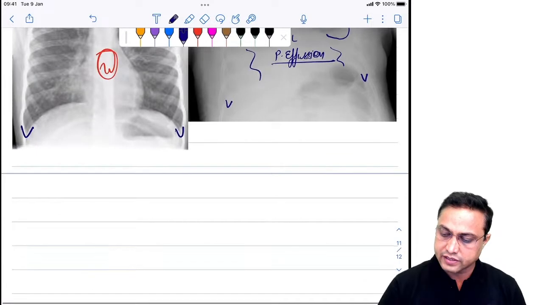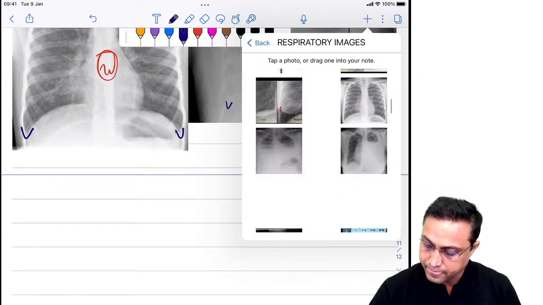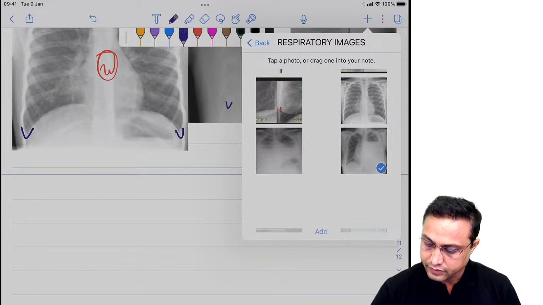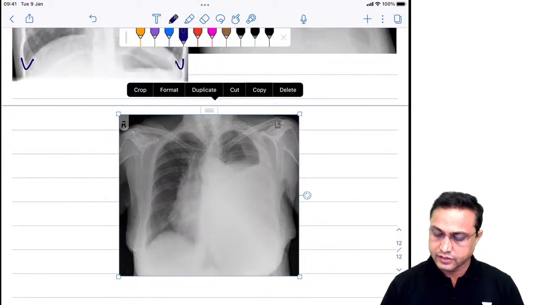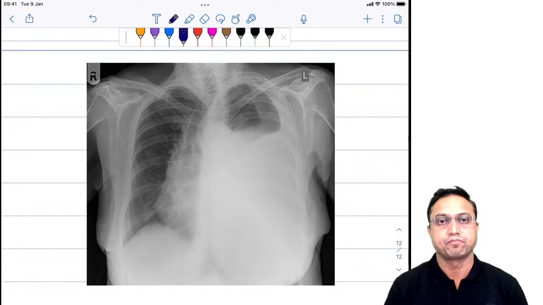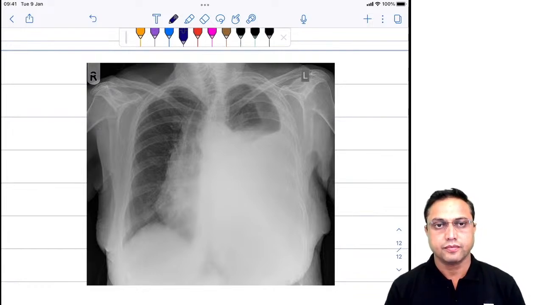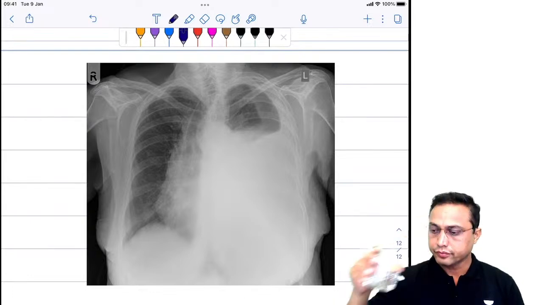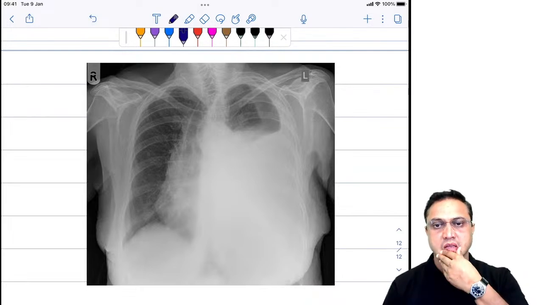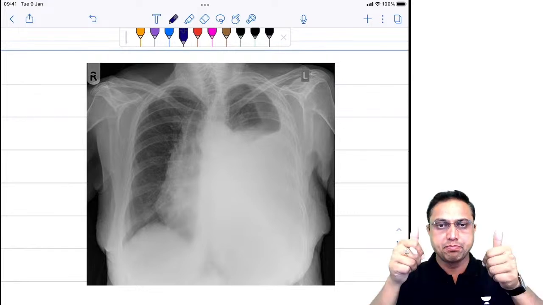I would like to show you another x-ray. And you have to tell me what is in this x-ray. Please tell me what is in this x-ray. I am waiting for your replies over here. Where is the cause and what can you find over here? I am waiting for your replies. Unilateral pleural effusion, agree. Shifted mediastinum, appreciated your answer, guys.